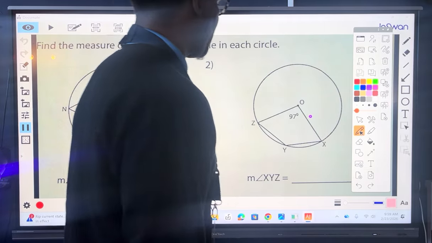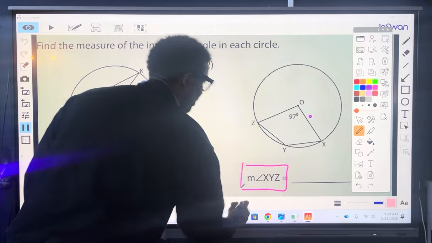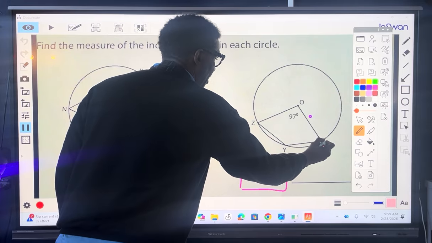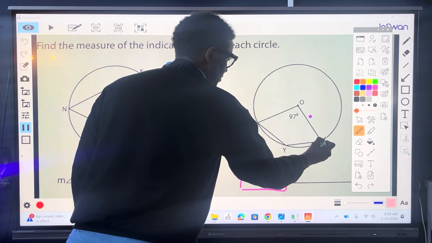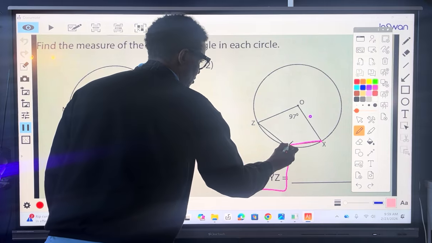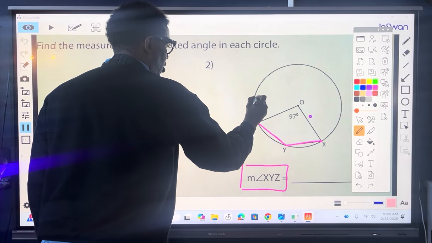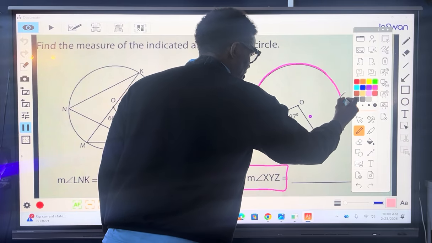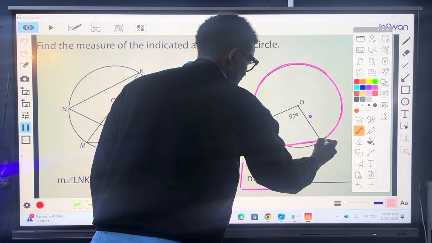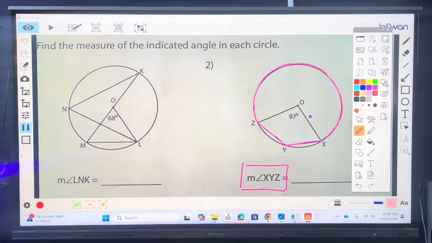Chat, what are they asking us for? X, Y, Z. Hold on, gotta look. Oh, wait, chat, they want this. X, Y, Z, meaning they want all of this. Fellas, I need y'all to lock in. They need all of this here.